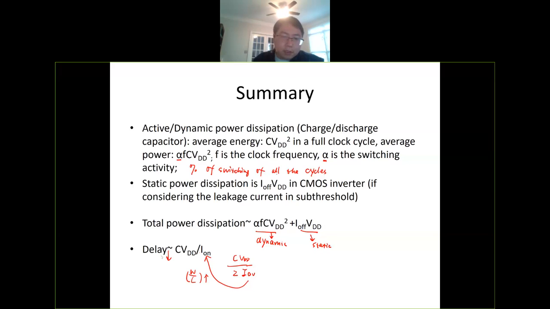So for the delay, if you use the average current method, then the average current is mostly determined by the on-state current. So with C VDD divided by I on, you will see that if you want to decrease the delay, then you want to increase the on-state current. One way to do that is to increase W over L of your transistor. So that's the quick summary of this lecture 14.